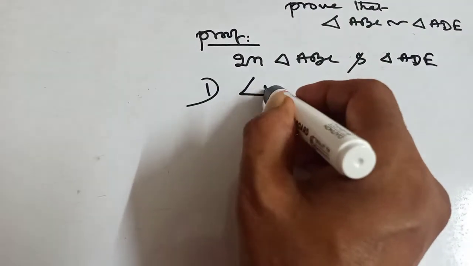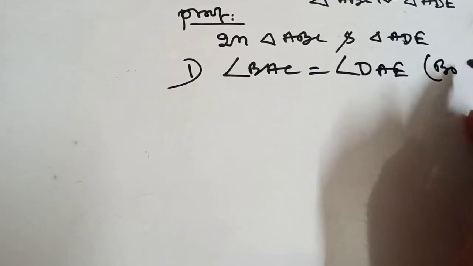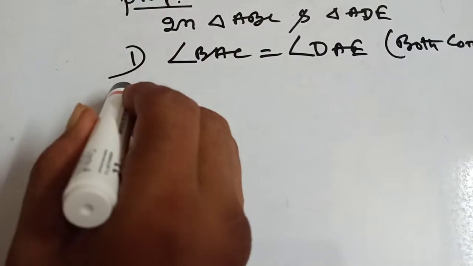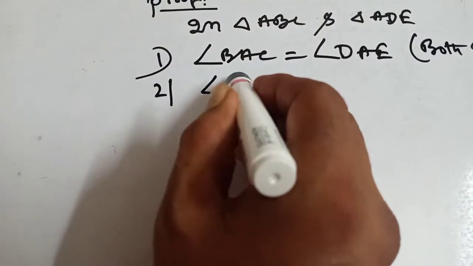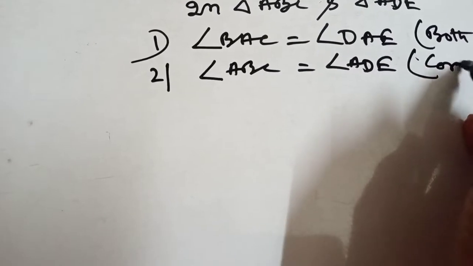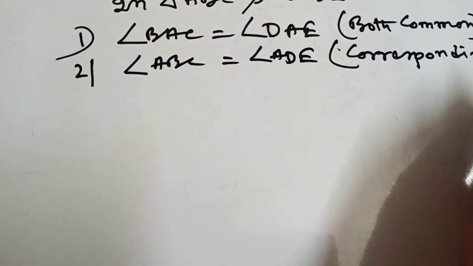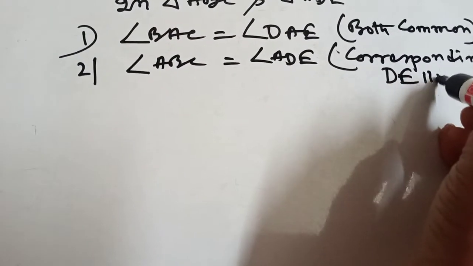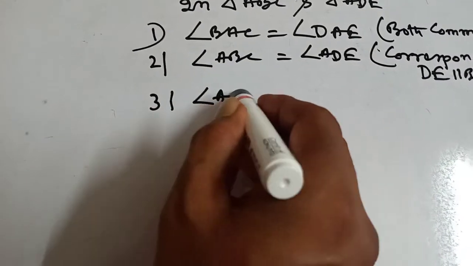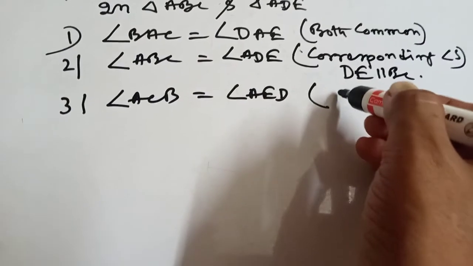One: angle BAC equals angle DAE, both common. Two: angle ABC equals angle ADE, corresponding angles, because DE is parallel to BC. Three: angle ACB is equal to angle AED, same, corresponding.